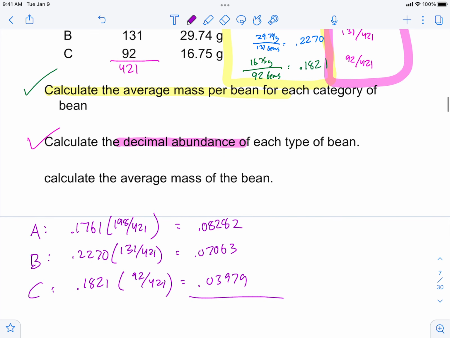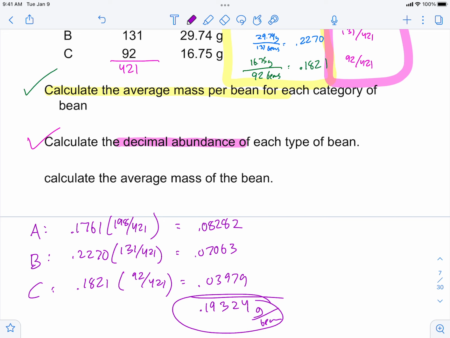Okay, we have 3 subtotals. Let's add them up. All these have the same, or do they? 1, 2, 3, 4, 5. Yeah, they all have the same number of decimal places, and we're adding, so that will be the answer that we go with. And this is grams per bean.